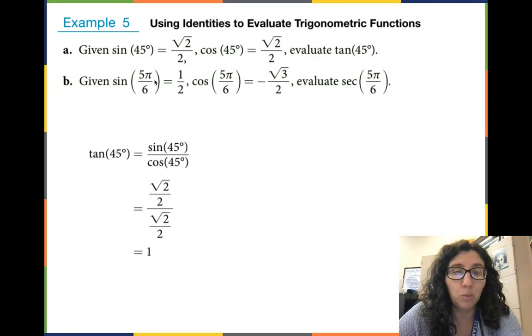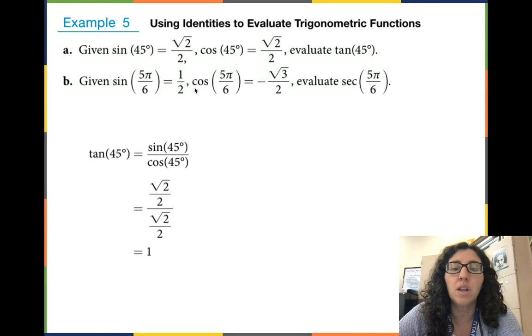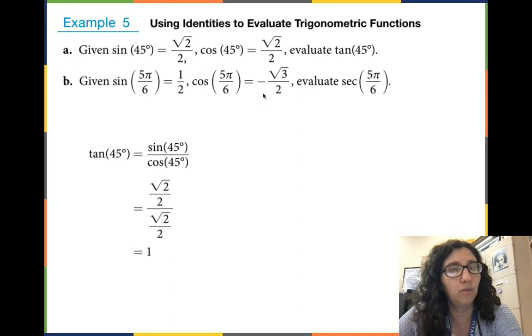How about this one? If they tell us that sine of 5 pi over 6 is 1/2 and cosine of 5 pi over 6 is negative square root of 3 over 2. Notice we also could have figured these out using reference angles, right? The reference angle for this would be pi over 6, and this is in quadrant 2. And in quadrant 2, sine is positive, cosine is negative, right? We could have figured that out.